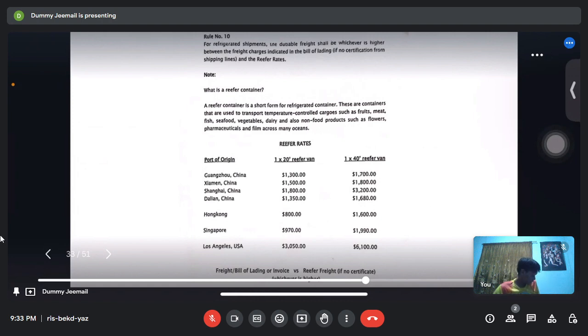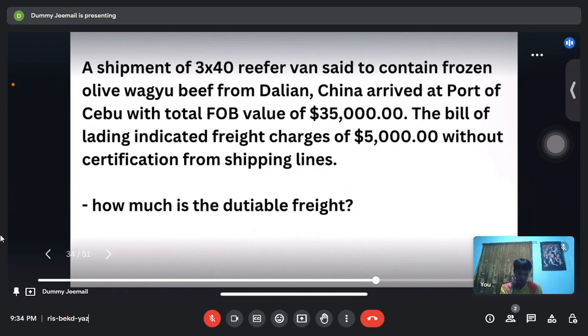So, wait lang. Sa line, I don't know how to remove it. So rule number 10: freight or bill of lading or invoice versus reefer rate if wala say certificate. Ano tama compare if wala certificate. So whichever is higher between the two. So next slide.